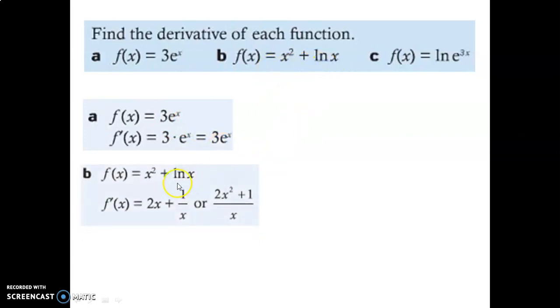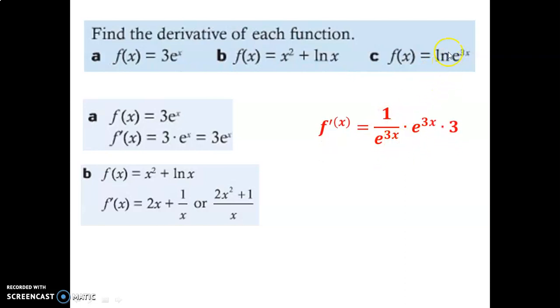Also pretty simple. We learned by the power rule that the derivative of x squared is 2x. You drop the 2 down. And we just learned that the derivative of ln x is 1 over x. So there's our derivative of this function.